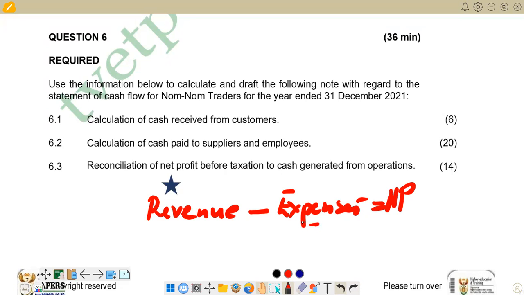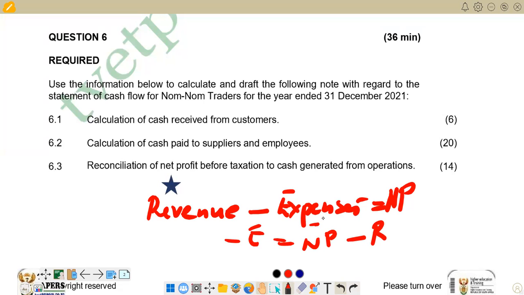That is the first section of the calculation of cash paid to suppliers and employees. We first calculate the figure for expenses, because we won't have the figure for expenses. So basically here we are just making expenses the subject of the formula. If you make expenses the subject of the formula here, we are going to remain with a negative expenses. And then you say equal to net profit. Then you subtract your revenue.